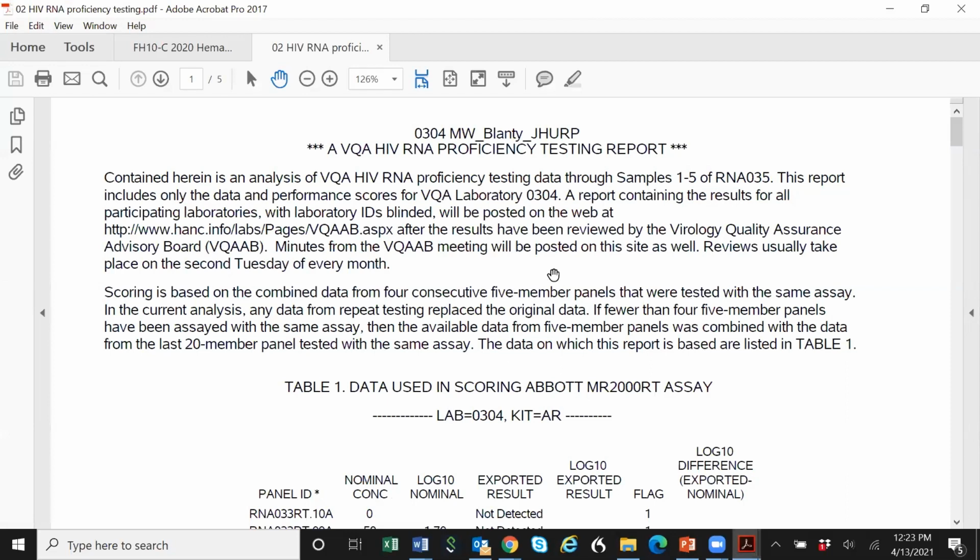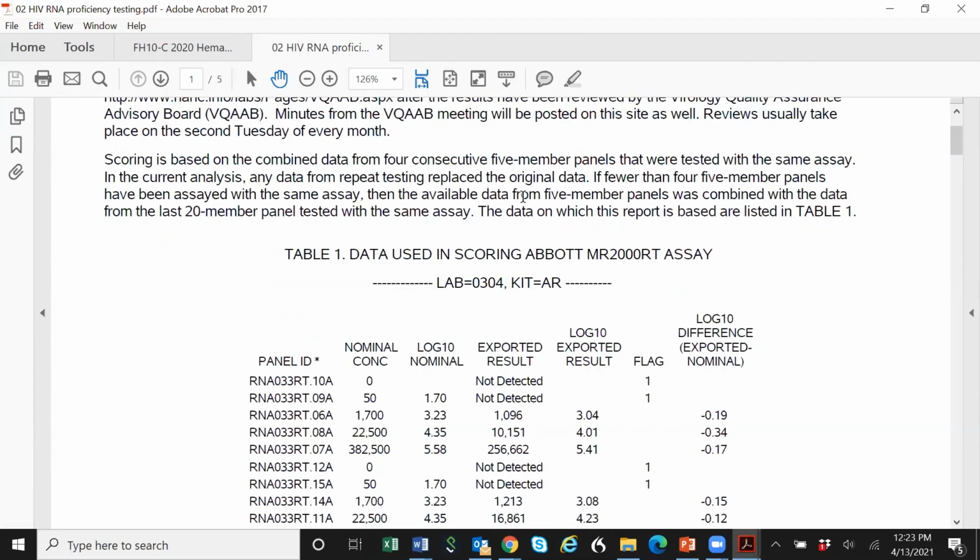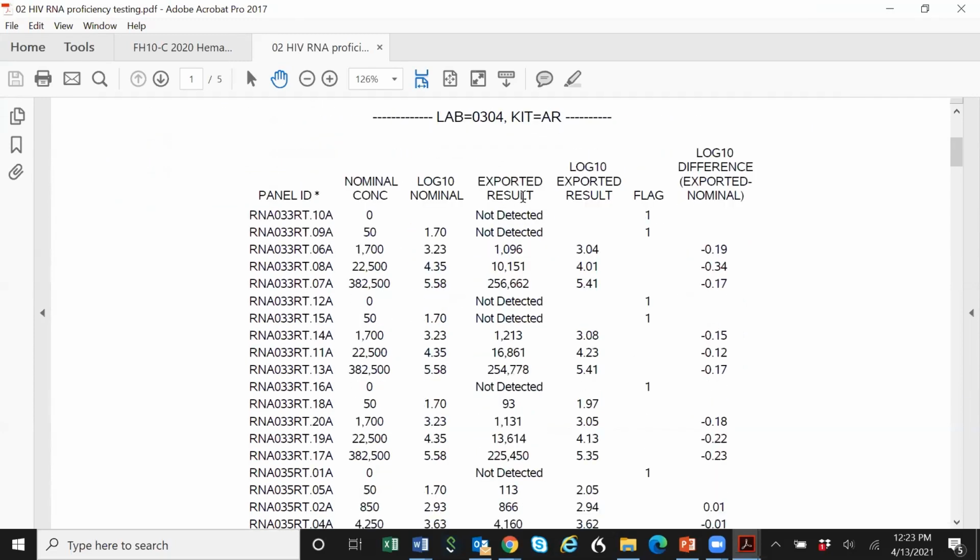This is for, you can see up here, an HIV RNA proficiency testing. That's what it's for. And at the top again, you can see the lab is lab 0304, which is in Malawi, Blantyre. This was my other lab on the JHU, which was in Blantyre. And so the question was, how many panels? And so this is what you see.